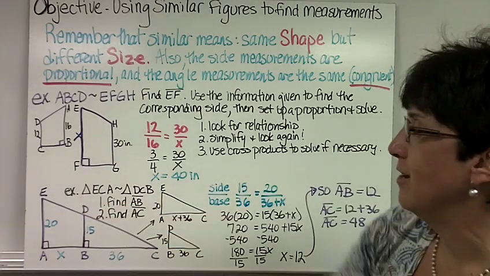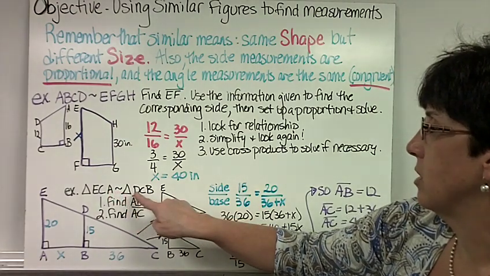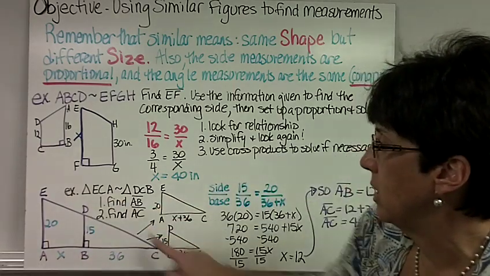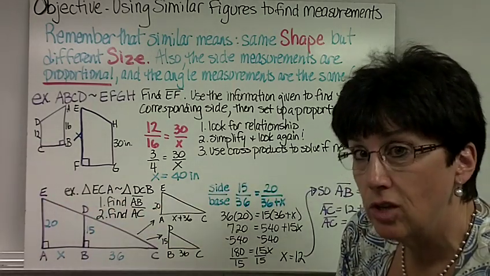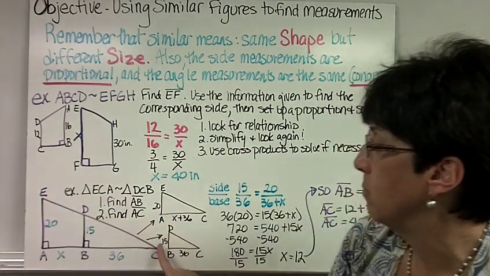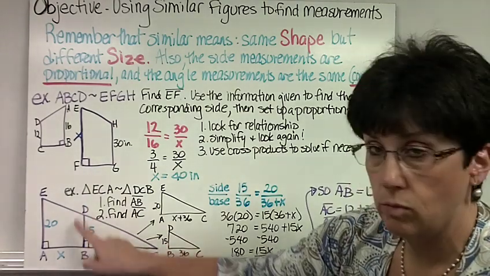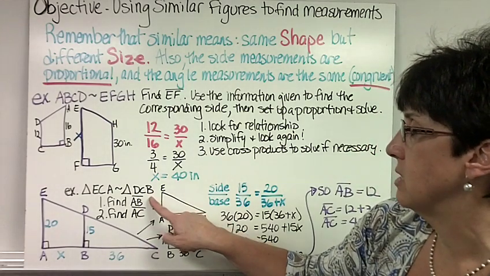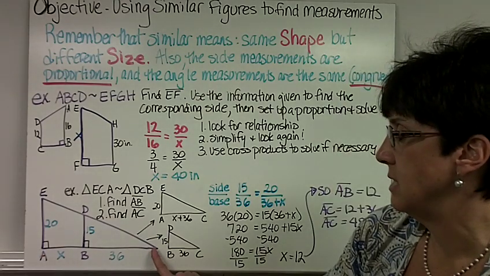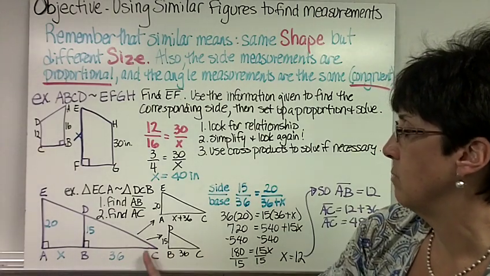All right, here's a really good one. Triangle ECA is similar to triangle DCB. So let's ignore all of this information. I have a big triangle here that has another similar triangle right on top of it. Triangle ECA, the big one, is similar to triangle DCB, the smaller one. So I need to do two things. I need to find the distance of AB, and I want to find the distance of AC. Once I find AB, I can add it to the 36, which is the BC part.